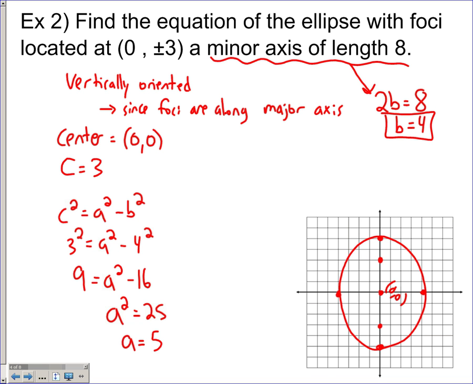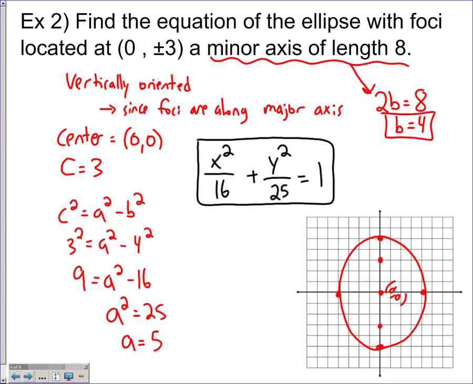Okay, and let's put it all together for an equation. The center is 0, 0, so I get x squared and y squared on the top. It's always equal to 1. And now, because it's vertically oriented, my a value squared goes with the y value, so I get 25 on the bottom here. And my b value goes with x, so if I square it, I get 16 on the bottom beneath x. So I've got the equation, and I've got the graph.